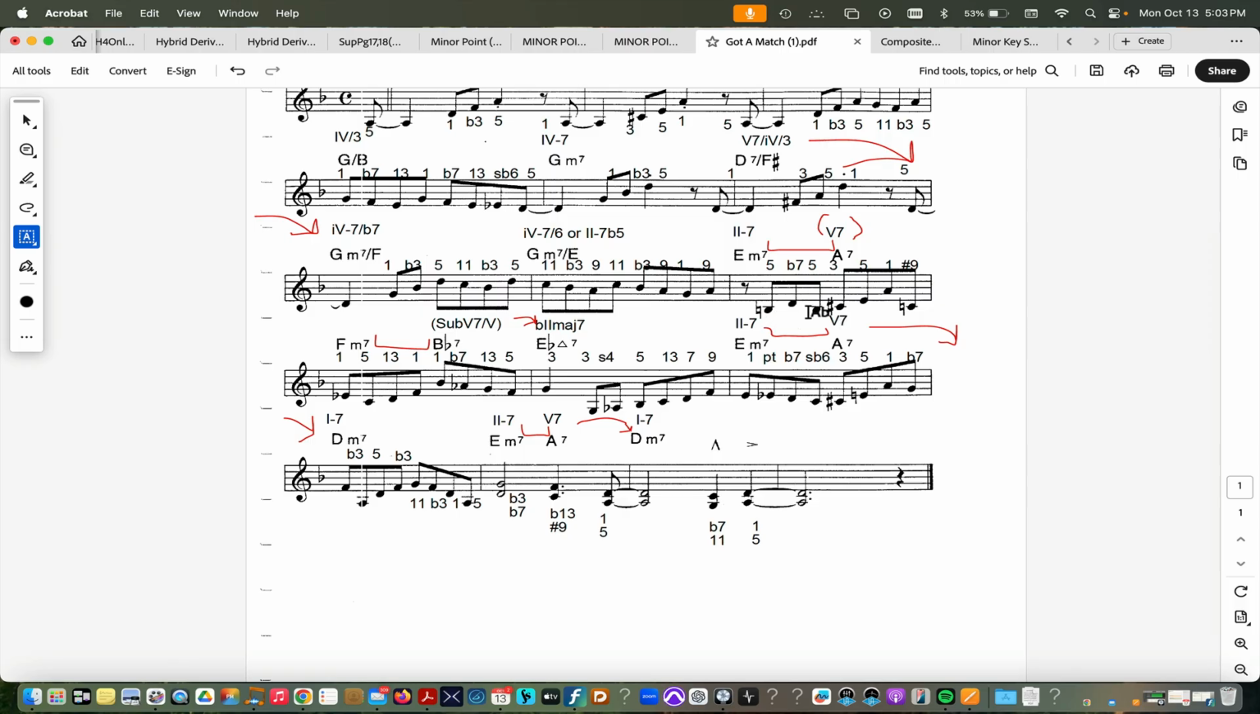Again, assumption of Dorian, typical assumption of mixo flat 9, sharp 9, flat 13. Assumption of Dorian. Assumption of Lydian flat 7 because there's nothing to contradict it. Assumption of Lydian, nothing to contradict it. Dorian, mixo flat 9, flat 13. Dorian, or sorry, Aeolian, Dorian, and then here mixo flat 9, flat 13, sharp 9, because look at the notes.